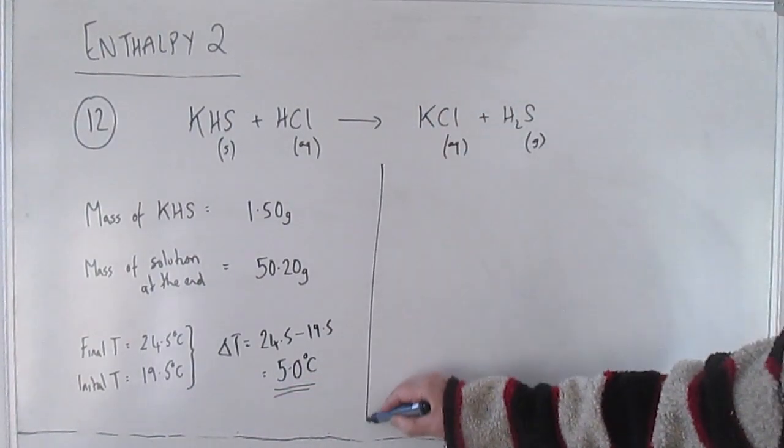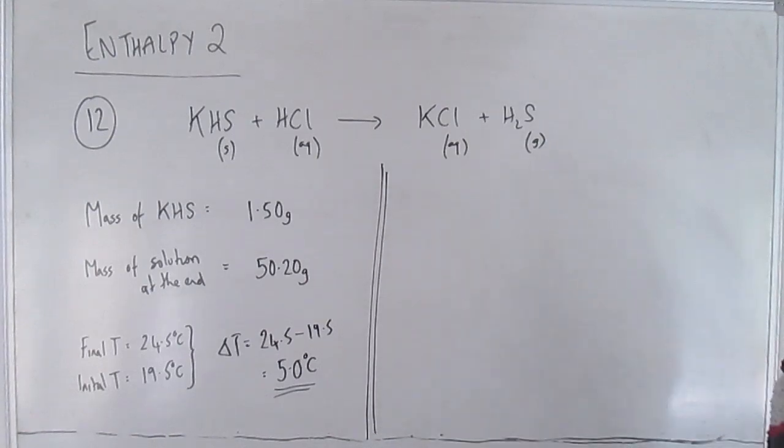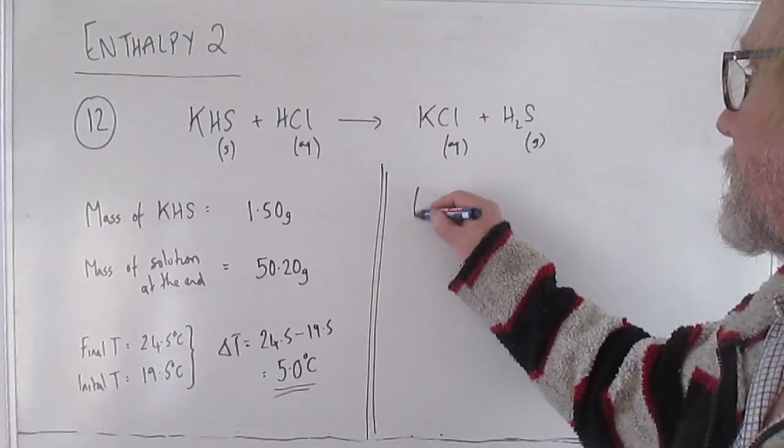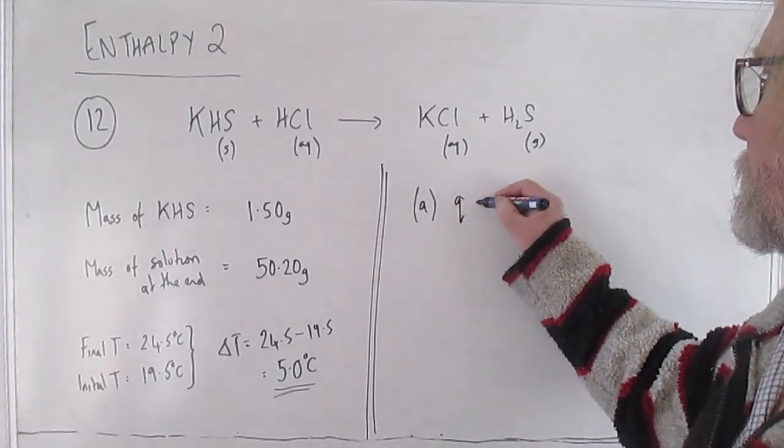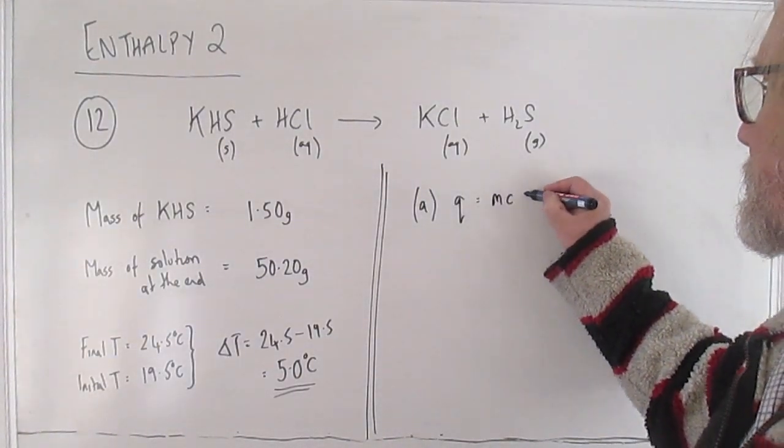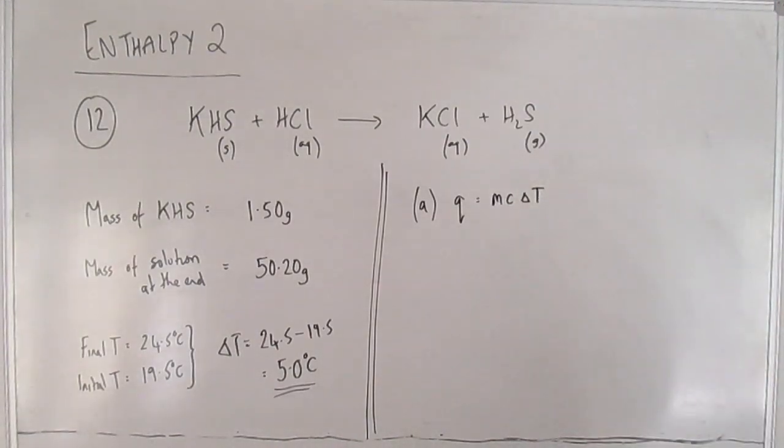Okay, so now we can use those numbers, and it asks us first of all to calculate the energy change for the reaction. So that's just Q. Okay, so this is now part A, which is that Q is mc delta T. Let's remember the method. And m is the mass of the solution.